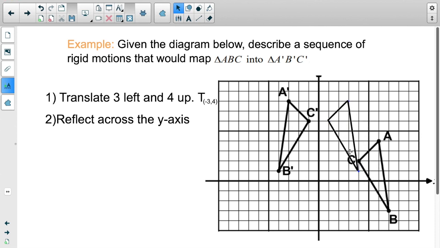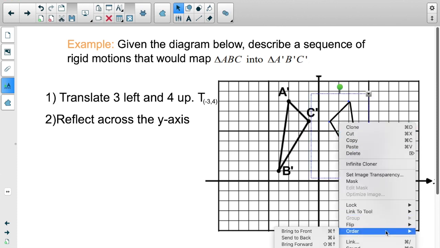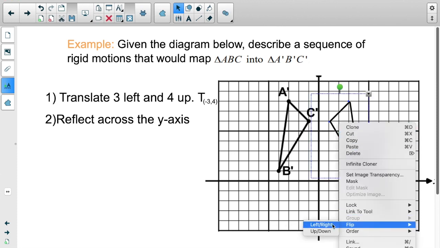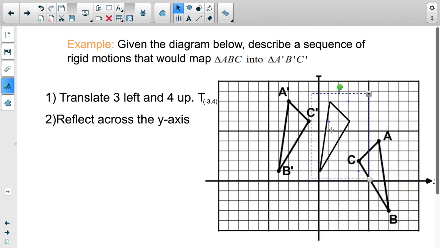And so there are my 3 points, okay? There's my A prime, my B prime, and my C prime. There they are. And now I'm going to reflect now because I'm still not here. Now I need to reflect. So let's actually flip this to the left, right? And so we will be right there once we flip over, reflecting across the y-axis.